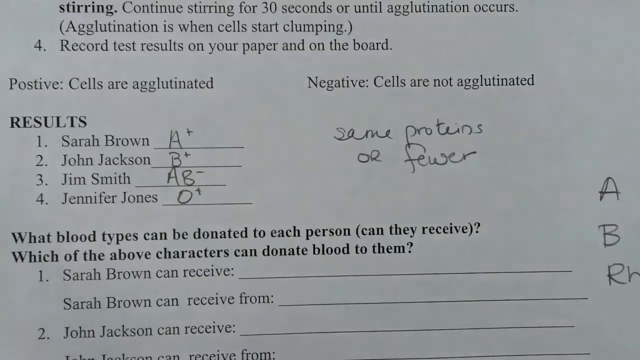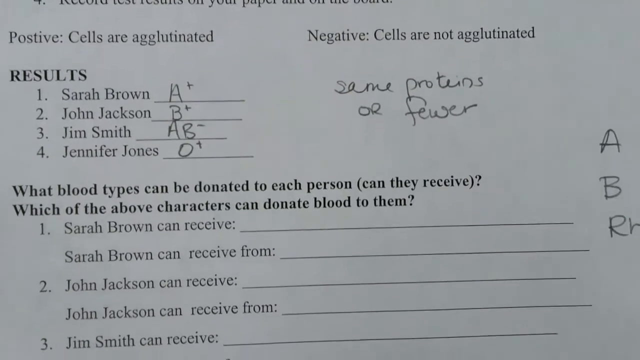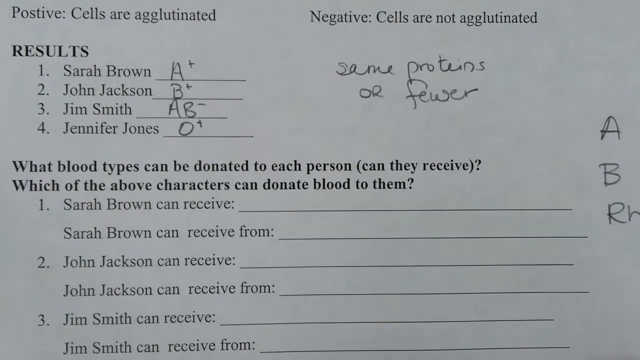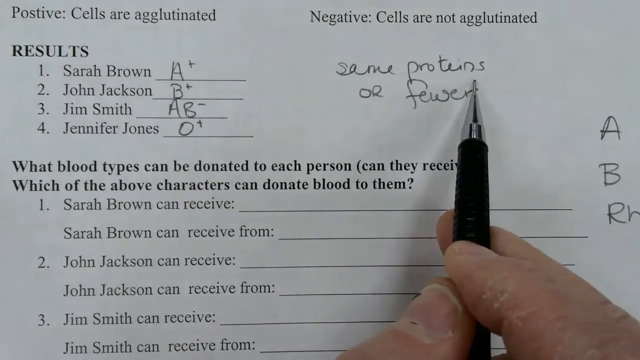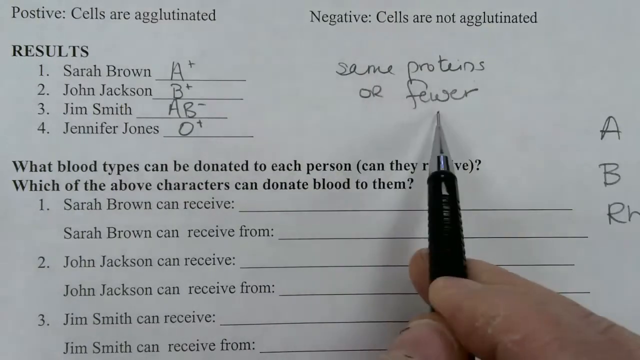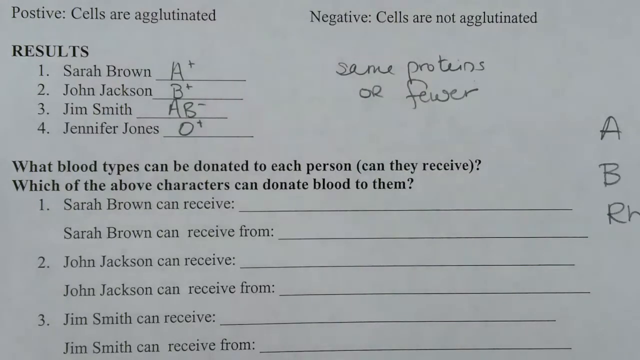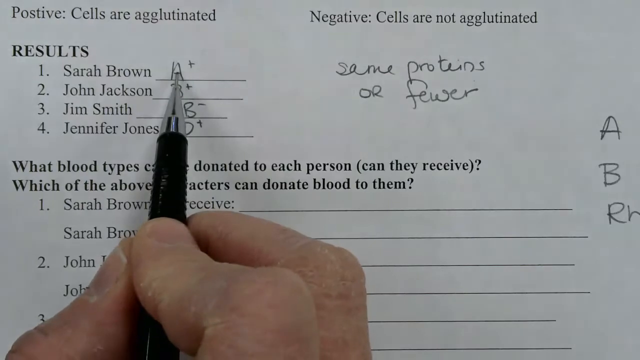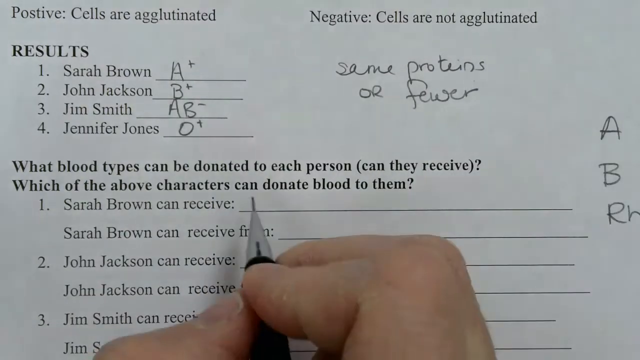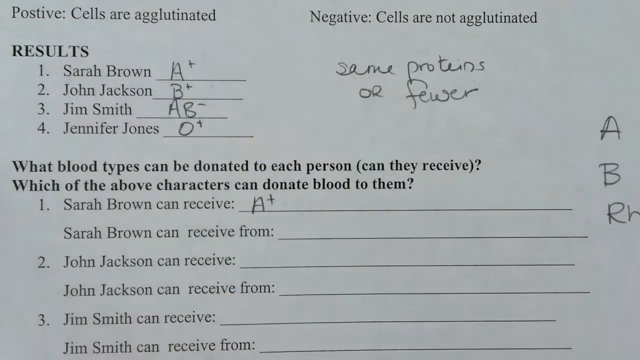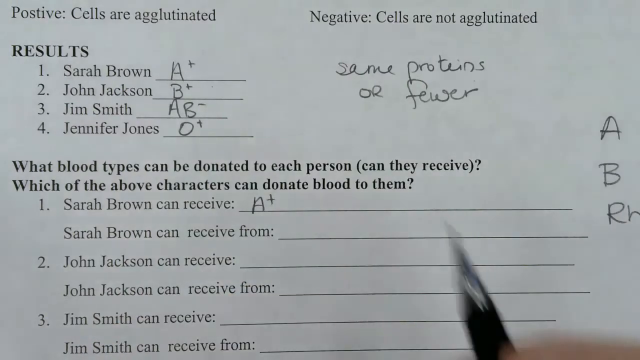Okay, let's take a look at this. So our first question is, what blood types can be donated to each person? So what can they receive? I want you to write this note here to yourself. You can receive the same proteins or fewer. You cannot receive proteins you don't have. So let's start with Sarah Brown. Sarah Brown has A positive. And so if we look at same proteins, well, obviously, she can receive A positive blood. Now let's look at this idea of fewer proteins.